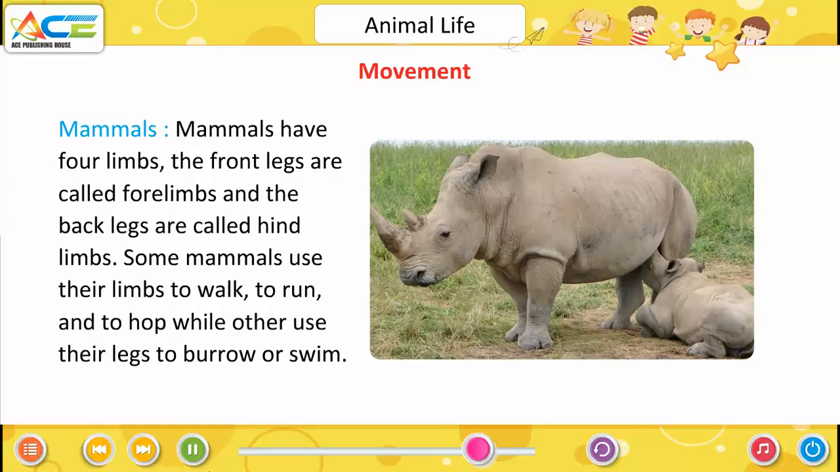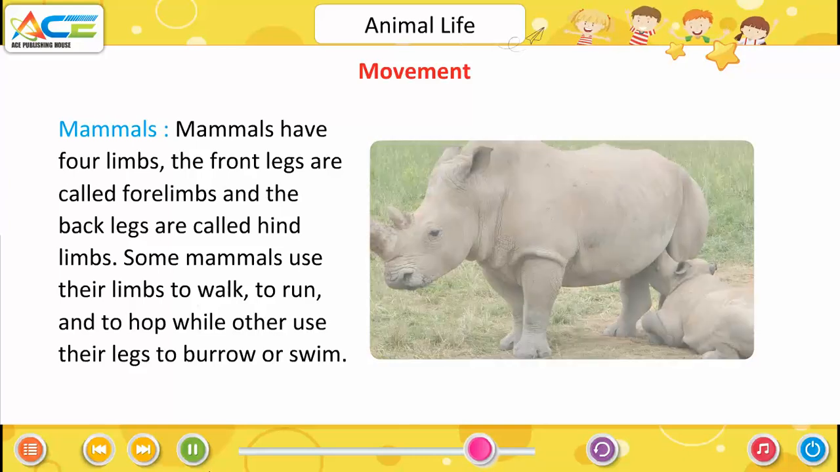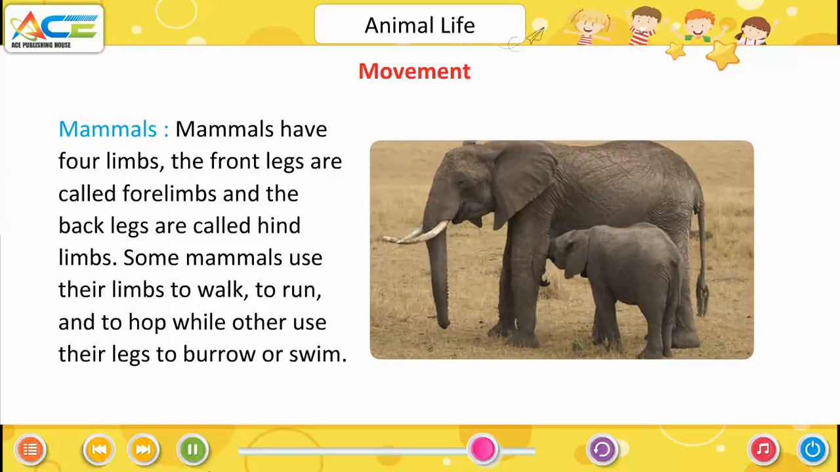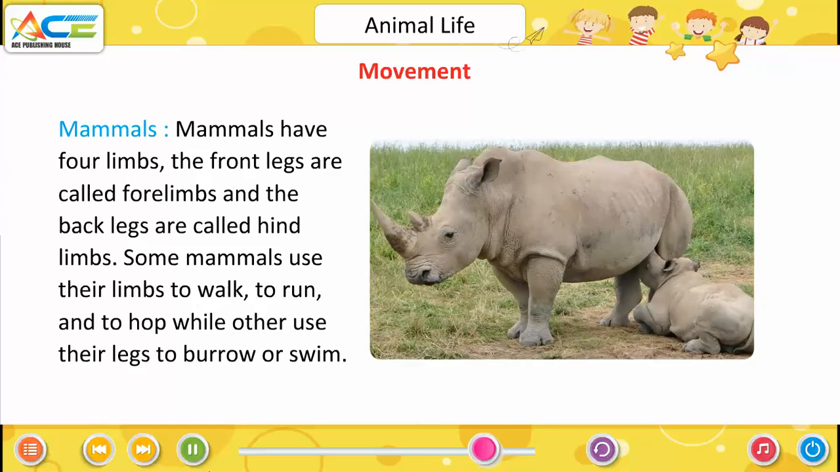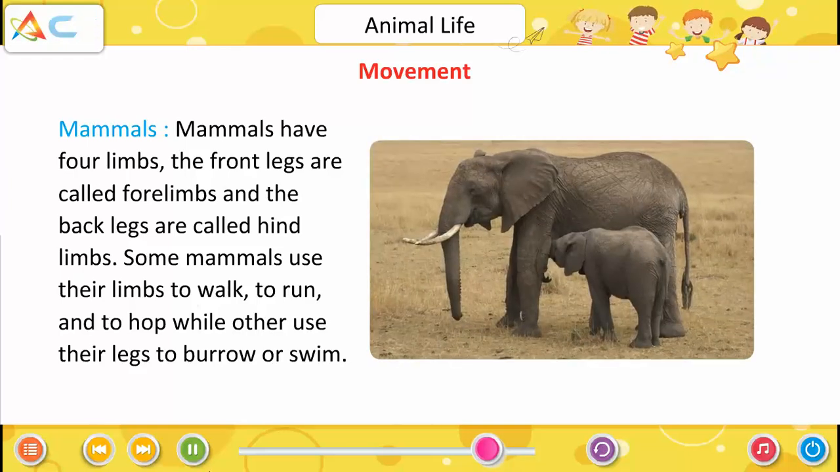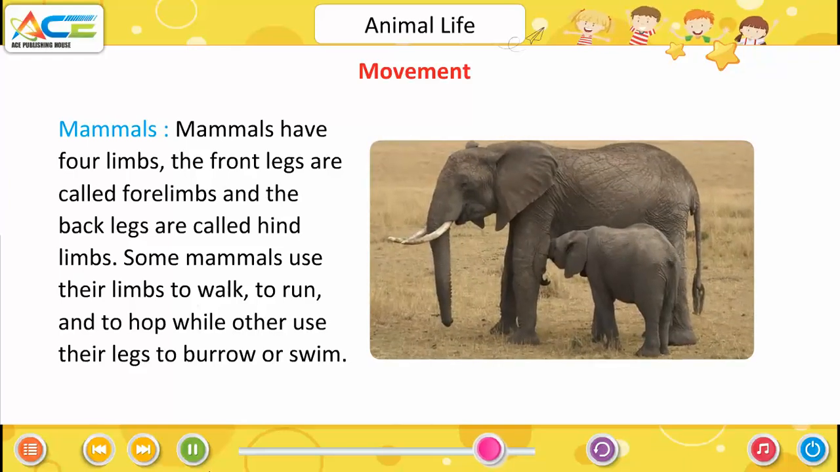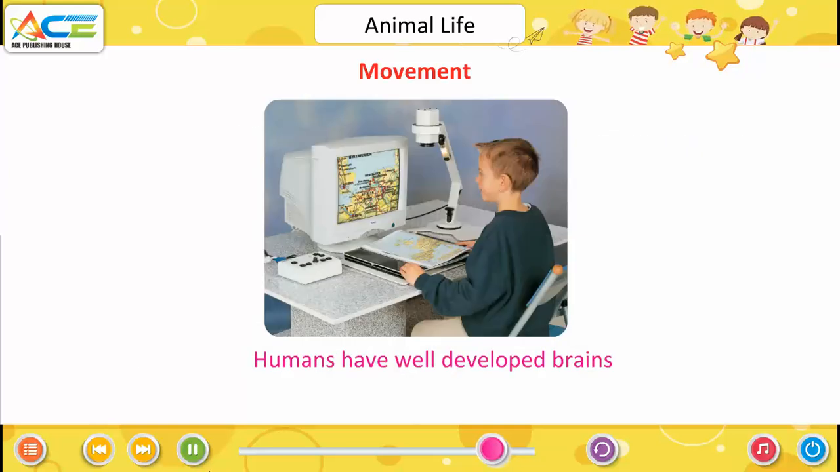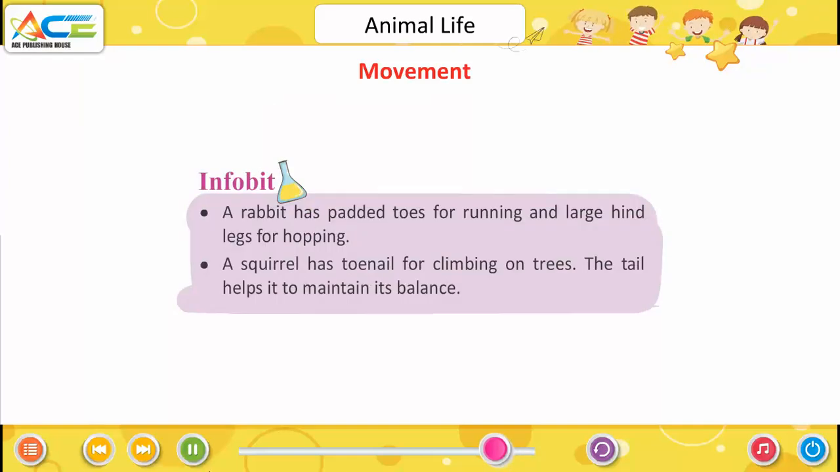Mammals. Mammals have 4 limbs. The front legs are called forelimbs and the back legs are called hind limbs. Some mammals use their limbs to walk, to run and to hop while others use their legs to burrow or swim. A rabbit has padded toes for running and large hind legs for hopping.